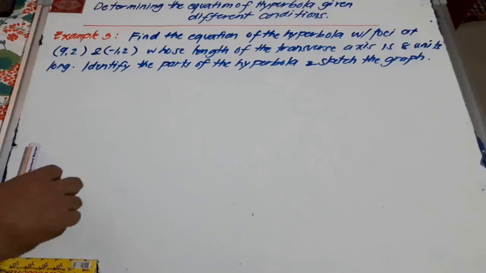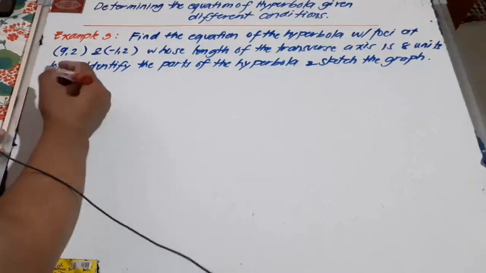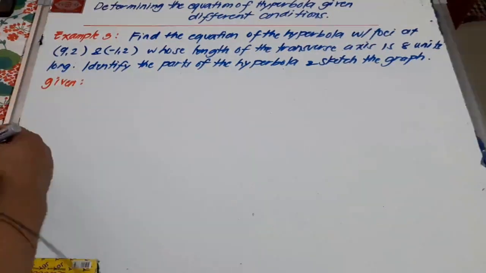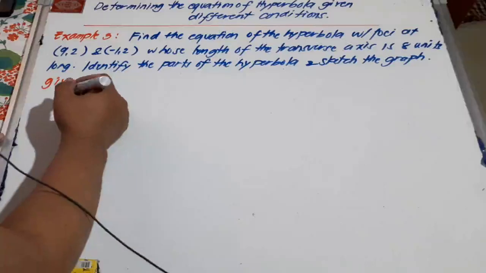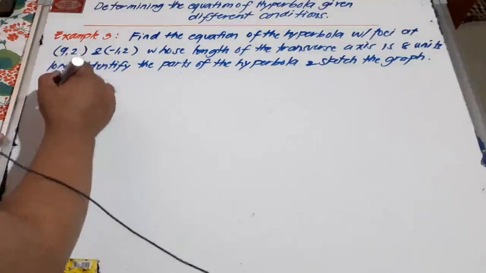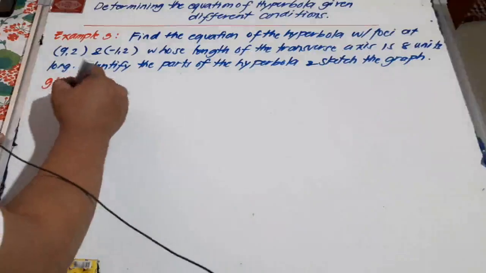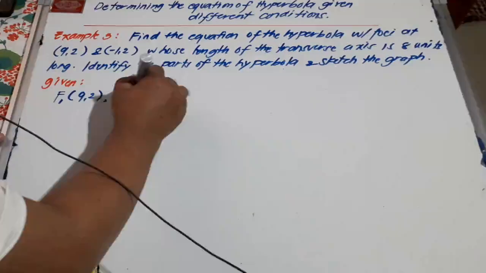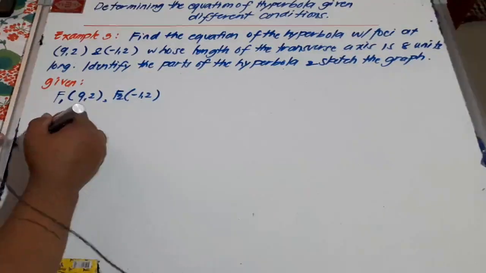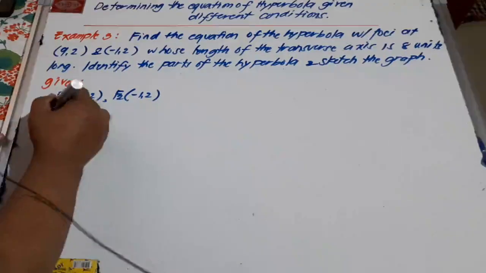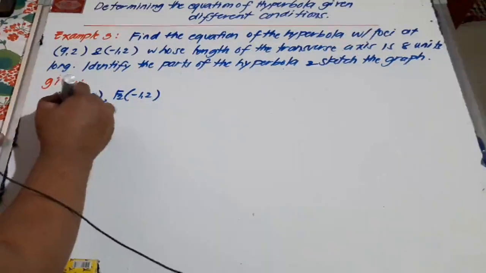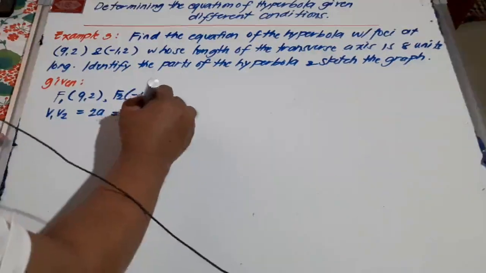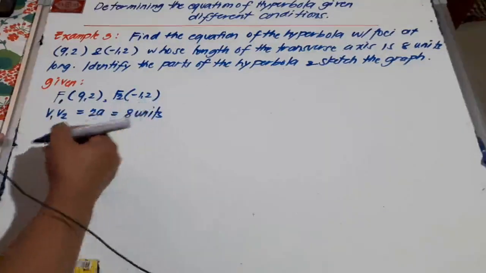Okay, so let's write down the given first. The given here is the foci. Let's say this is F1, F1 is (9, 2), and F2 is (-1, 2). And then the transverse axis length, its length, that is from vertex 1 to vertex 2. That is 2a, 8 units. That is our transverse axis, that is its length.